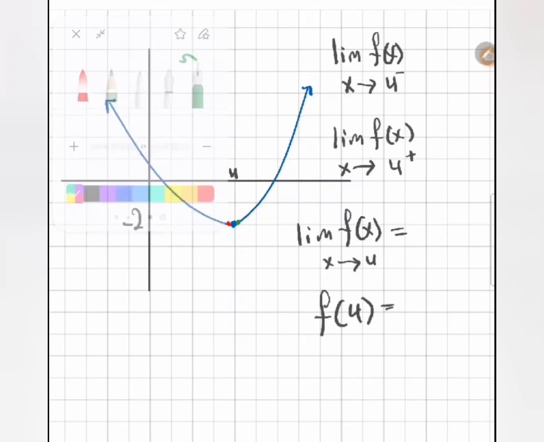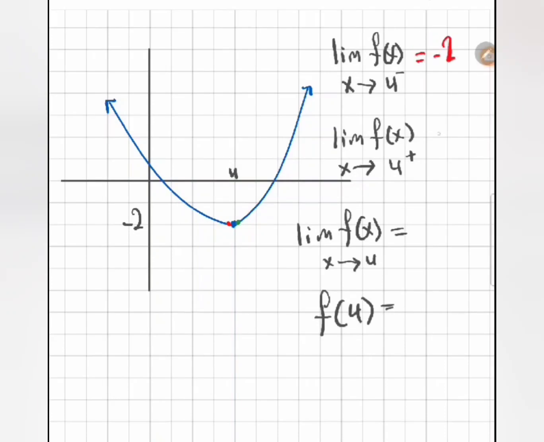So the limit exists. Since the left side is the same as the right side, the limit as x approaches 4 from either side is also -2. Now, what about f of 4? Notice that we do have a closed circle at x equals 4. So it's also equal to -2. So therefore, everything is the same. The function is continuous at an x value of 4.